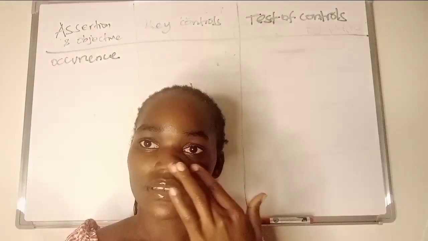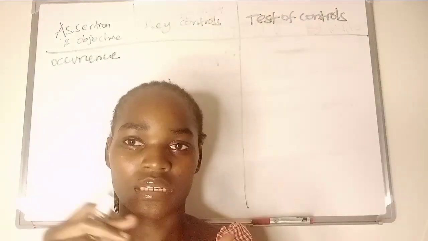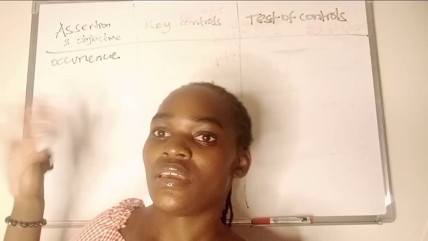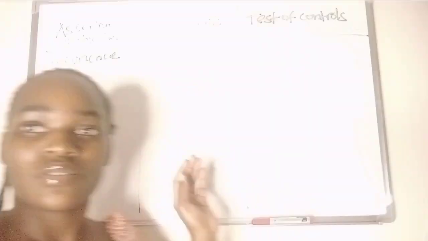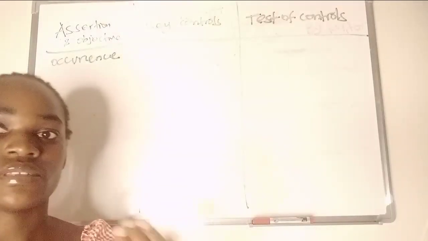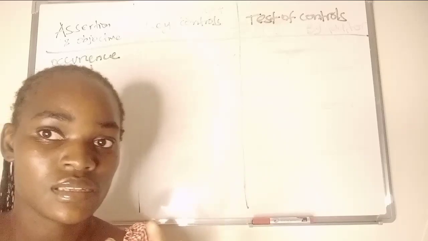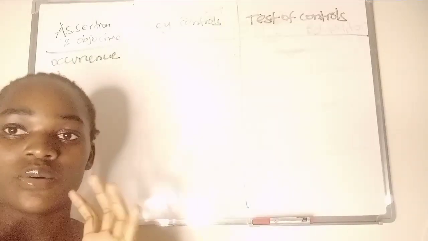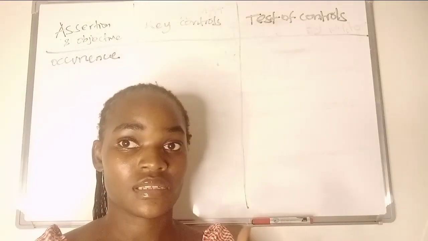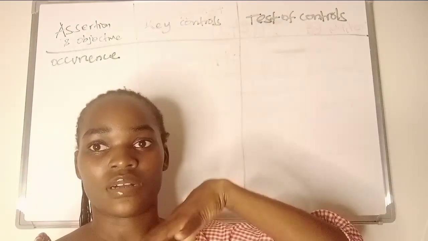So for occurrence, you're making sure that something real occurred, like it took place. So here, they are supposed to make sure that all the sales recorded in the sales ledger and in the general ledger really took place. Then that all the receivables that were recorded really exist. That's what we call occurrence.